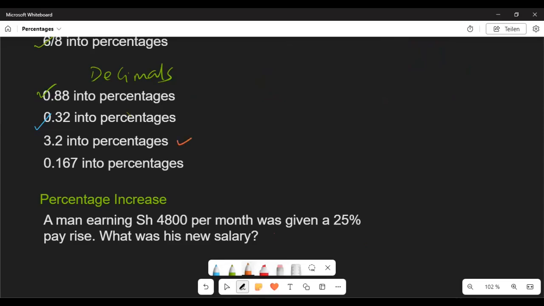So now look at this. Here again we have 3.2 as a decimal. So for us to do this, we just basically take 100, multiply by 3.2. That's going to give us 320. So we have here 320%.